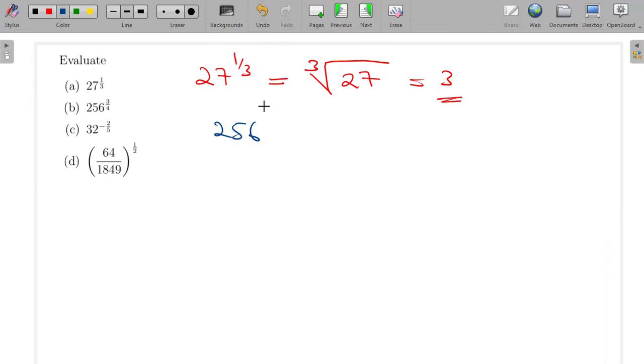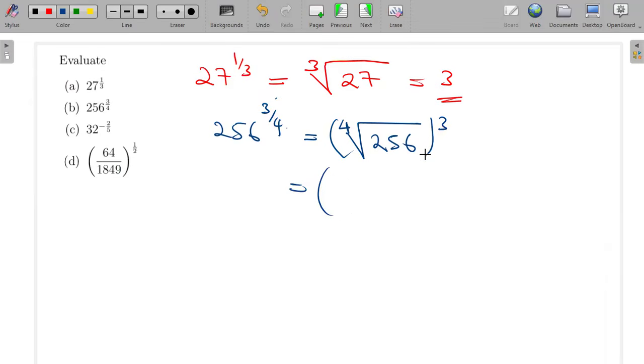Okay, next we have 256 to the power 3 over 4. What are we going to do here? There's a 4 here, so it's the 4th root of 256. And then outside there's a 3, so I'm going to cube that. So I have the 4th root first: a number that I can multiply 4 times that will give me 256.